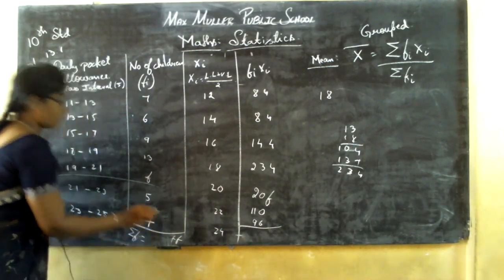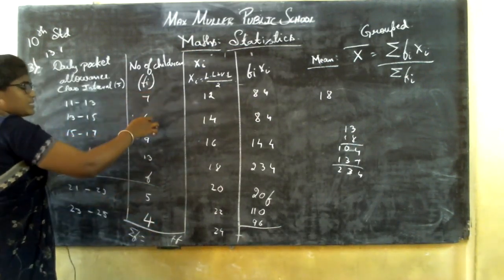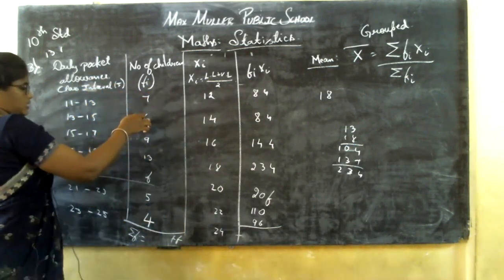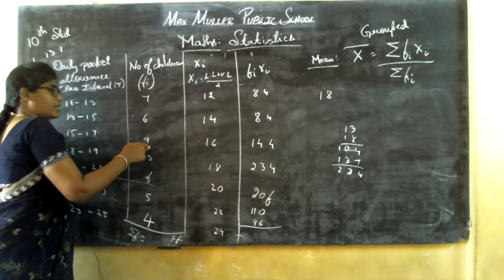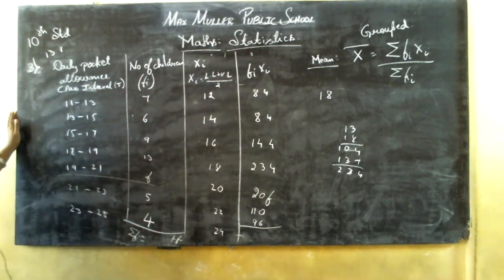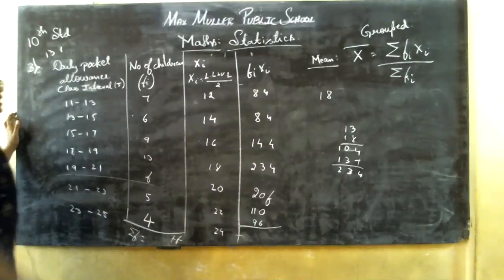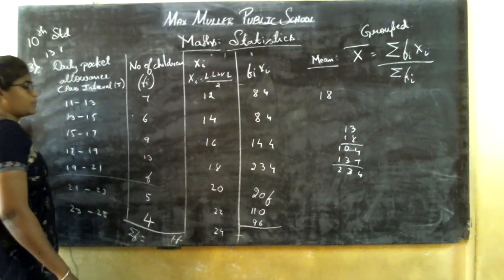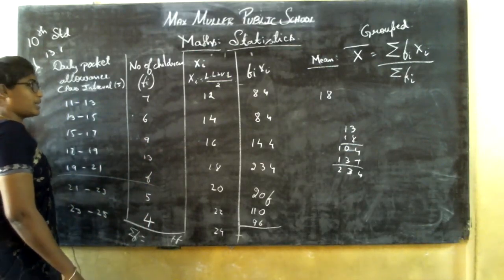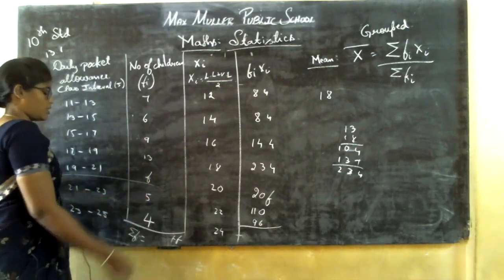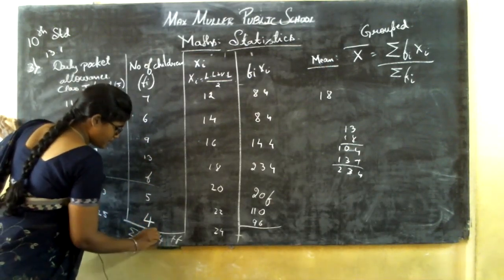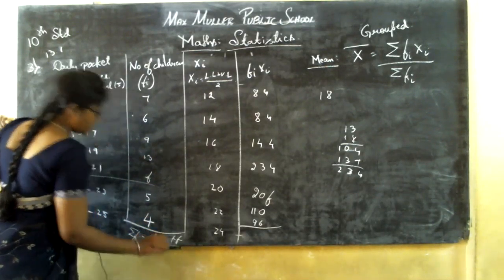So summation of Fi is 7 plus 6. So 7 plus 7 is 14. In that 1 minus you will get 13. 13 and 9. 13 plus 9. 9 plus 1 is 10. 10 plus 2 is 12. And this is 22. 22 plus 13 is 35. 35 plus 5 is 40. 40 plus 4 is 44. Correct? Check it once.